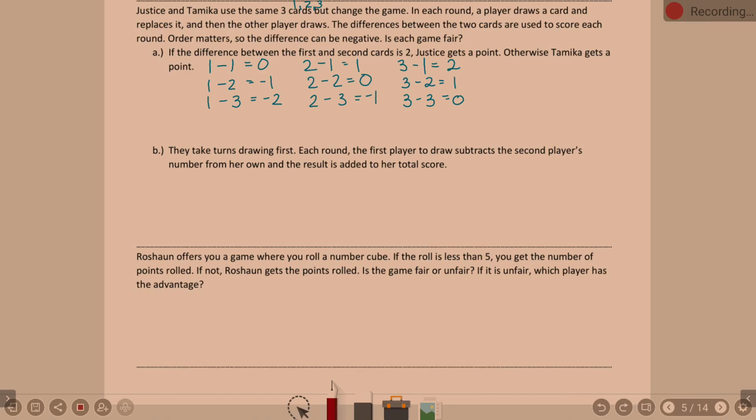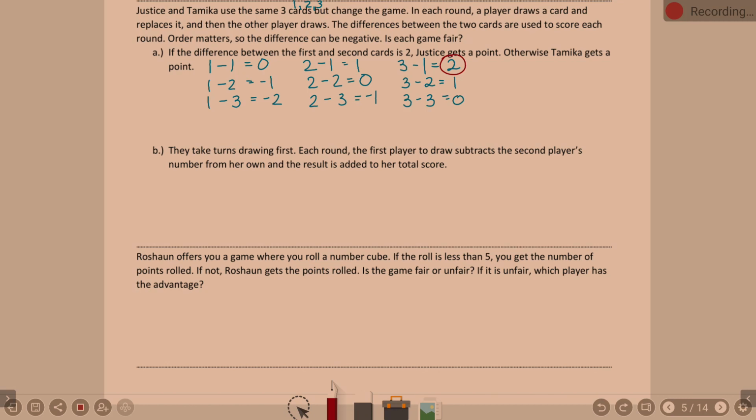Okay. If the difference between the first and second cards is 2, Justice gets a point. So what do you see? There's only one chance Justice gets a point. Otherwise, Tamika gets a point. Does -2 count? It does not, because it's if the difference between the first and second card is 2, and it did say order matters, so difference can be negative. So there is a difference between +2 and -2.